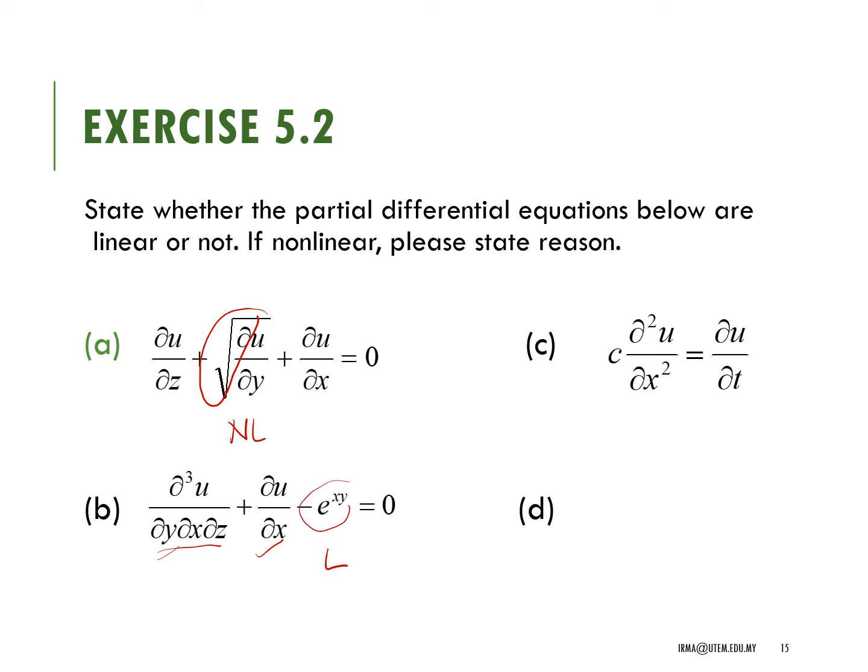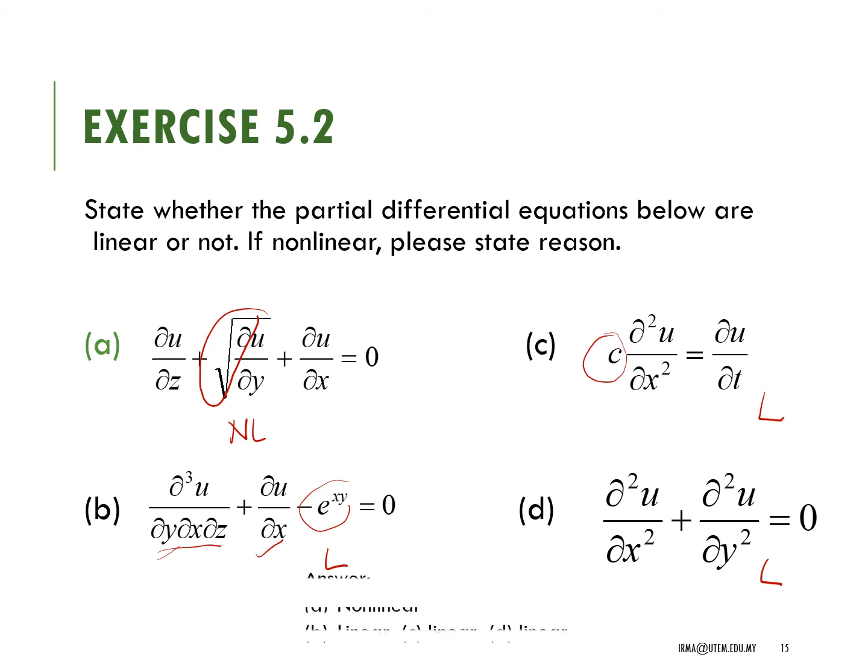Okay, C, the coefficient for the derivative is c, it's just a constant, it's not u, so it's considered as linear. Okay, and the last equation is also linear. So only one is non-linear.